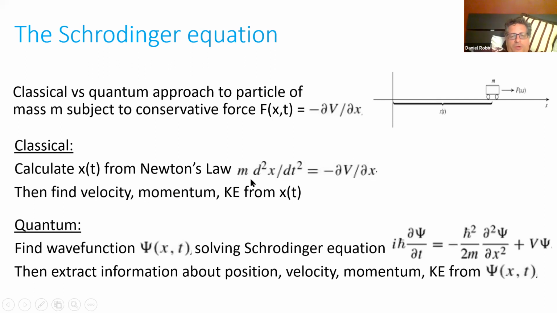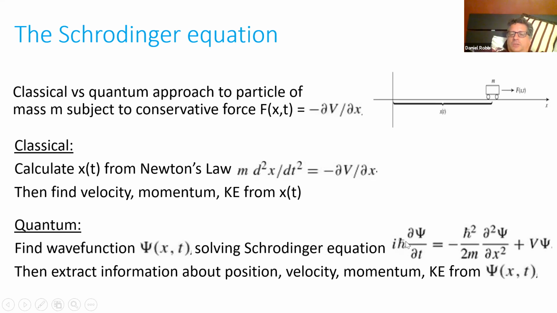Quantum takes a different approach. It also involves solving a differential equation, but it's a little more indirect how we get to the physical quantities. So in quantum, as you may remember from modern physics, our goal in solving the Schrodinger equation, as opposed to Newton's law, is to find what's called the wave function, which contains all of the information we have about the state of the particle.